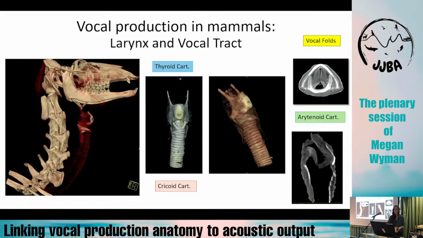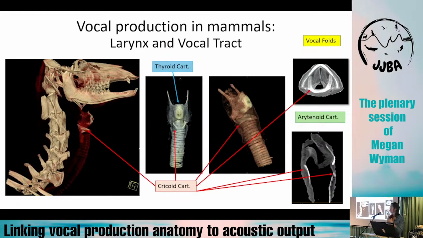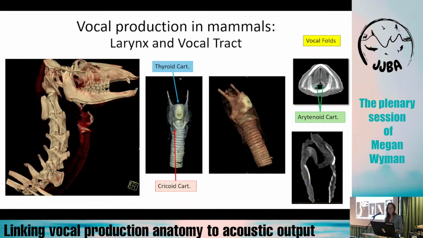So we have the thyroid cartilage, which is sort of the shield or the Adam's apple of the larynx, and that protects the vocal folds. And then under it, you have the cricoid cartilage, which is a little ring that also protects the vocal folds from underneath. Then you have the arytenoid cartilages, little triangular cartilages, which pull and tighten and loosen the vocal folds to help manipulate frequency generation. And so there's the vocal folds. And then you can see where it would be on this scan.